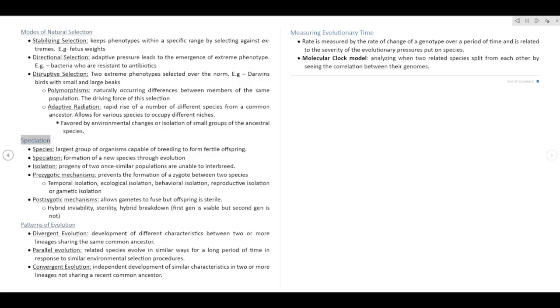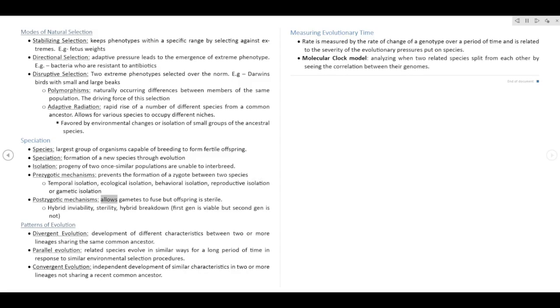Speciation. A species is the largest group of organisms capable of breeding to form fertile offspring. Speciation is the formation of a new species through evolution. Isolation: the progeny of two once similar populations are unable to interbreed. Prezygotic mechanisms prevent the formation of a zygote between two species. These include temporal isolation, ecological isolation, behavioral isolation, reproductive isolation, or gametic isolation.